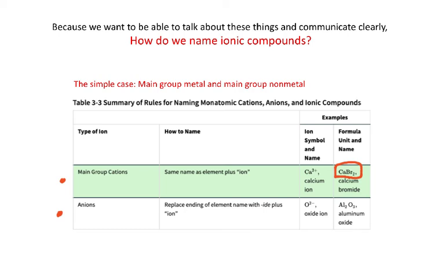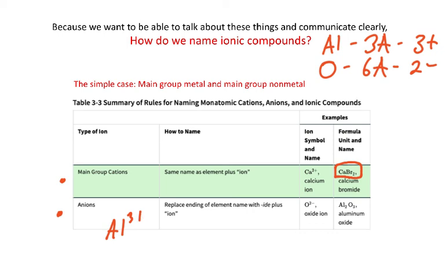By the way, a little practice here, the aluminum oxide. Aluminum is in group 3A, so it takes what charge? 3+, right? Oxygen is in 6A, and it takes a -2 or 2-. So when we put them together, you want to swap down the numbers, and we get Al2O3.